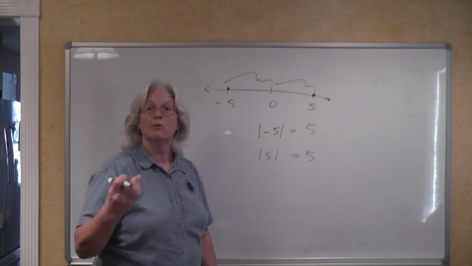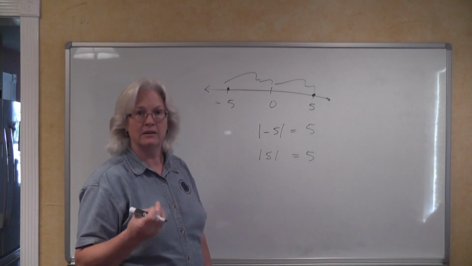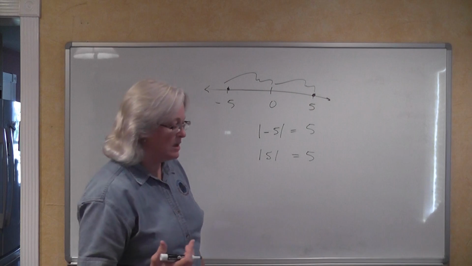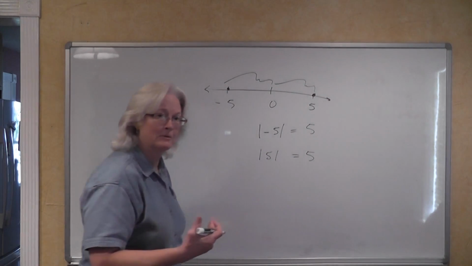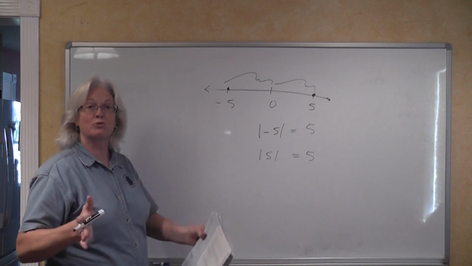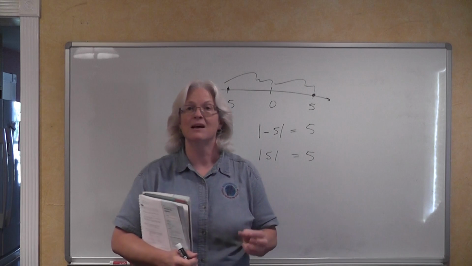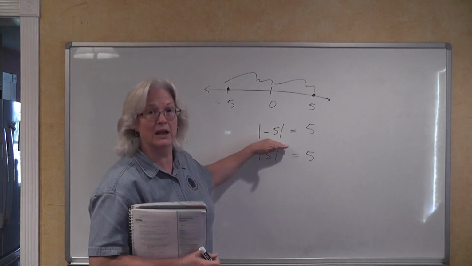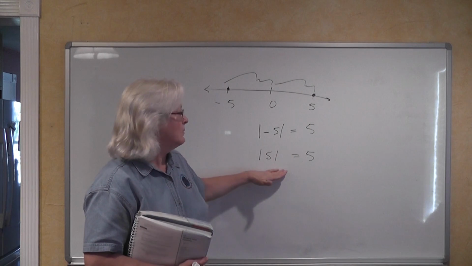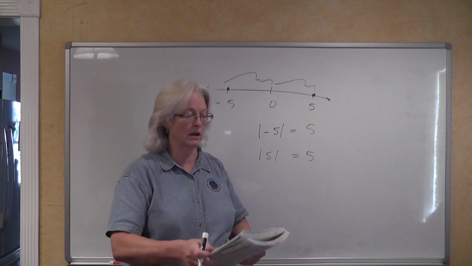Absolute value refers to distance. You cannot go a negative distance. You hear of going 2 steps forward, maybe, and 3 steps back, but you're still traveling an actual literal distance, so there's no such thing as negative distance. Here we have the absolute value of a negative number is positive. We have the absolute value of a positive number is positive as well.